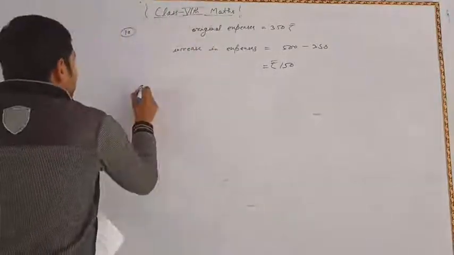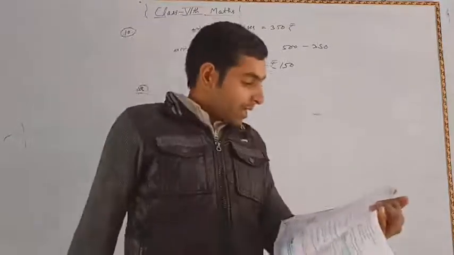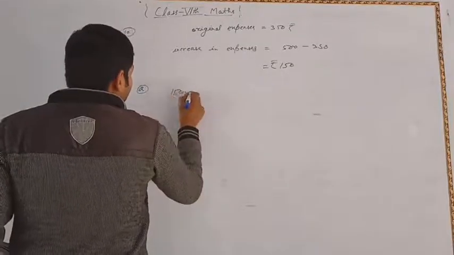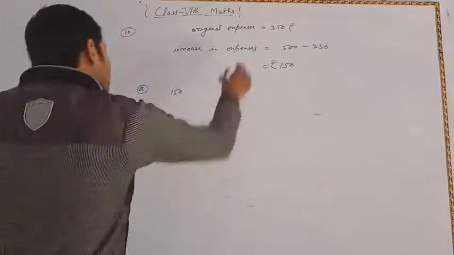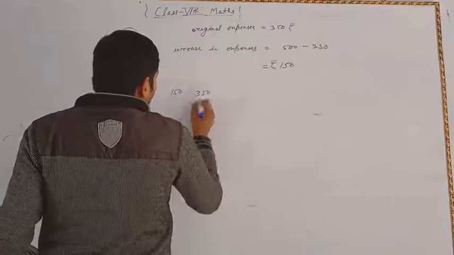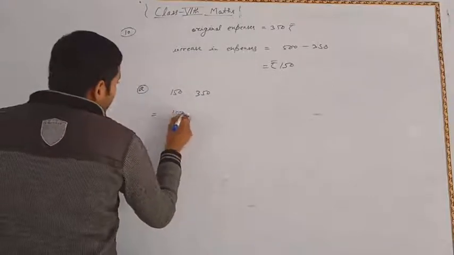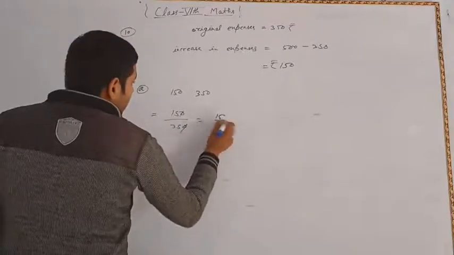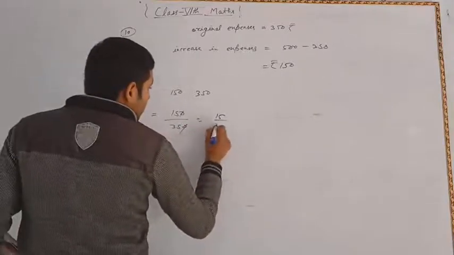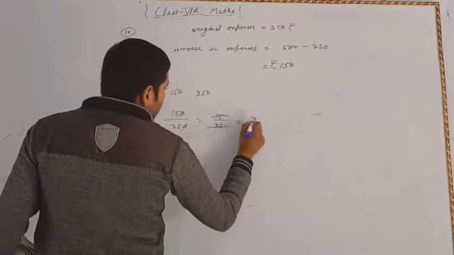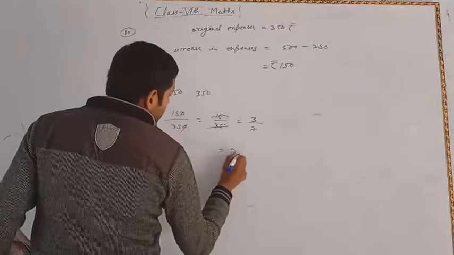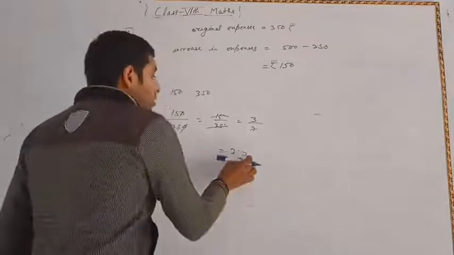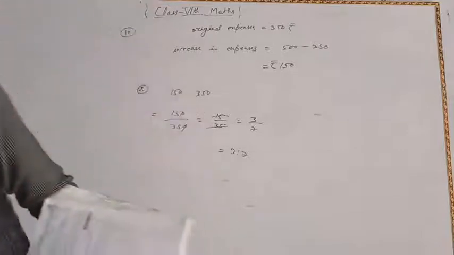We have to find the ratio in our part A, increase in expenses to original expenses. So increase in expenses is 150 to original expenses, which is given as 350. Okay. So from here 150 upon 350, the zeros cancel. Here we remain with 15 upon 35. Then 5 3s are 15, 5 7s are 35. So the ratio between the increase in expenses to original expenses is 3:7. Okay, this is our answer.